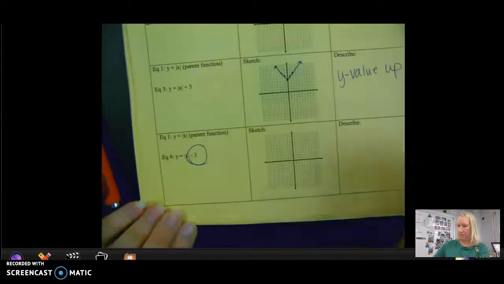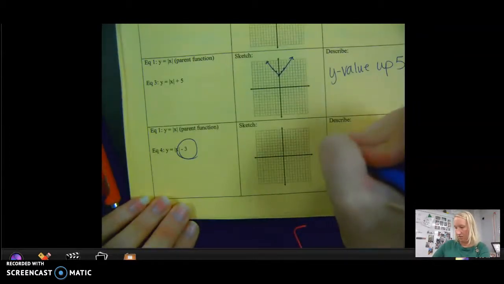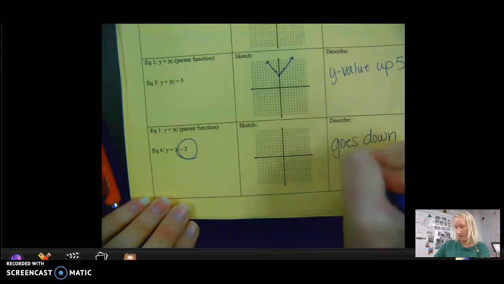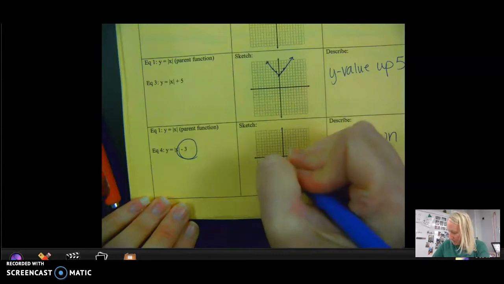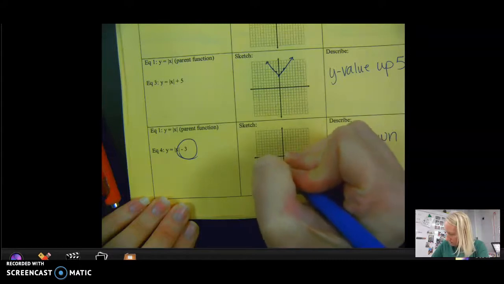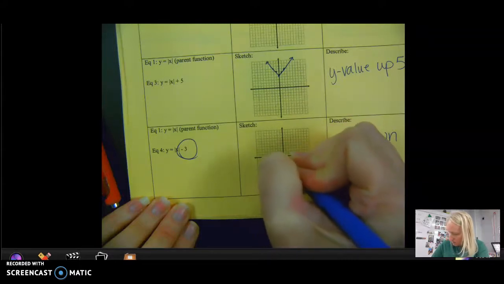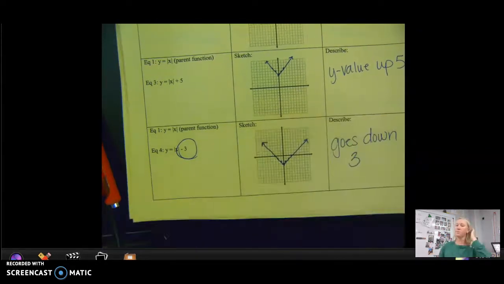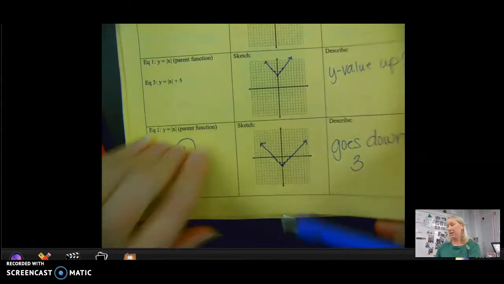Now we have minus 3. So that means this guy goes down 3. So my parent function moves down 3. It still has a slope of 1 over 1. So I'm still going to do this and this. Okay. Flipping to the next page.